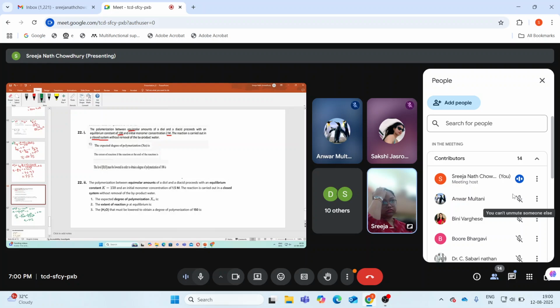So here we are considering 2, and F is the efficiency of the initiator. No initiator is 100% efficient. It will be 50%, 60%, maximum 80% to 90%. Then we will put it here 0.6, 0.7, 0.8 like this. So this is the rate of reaction.